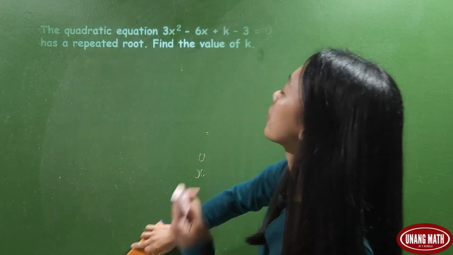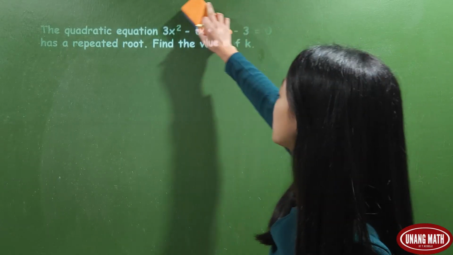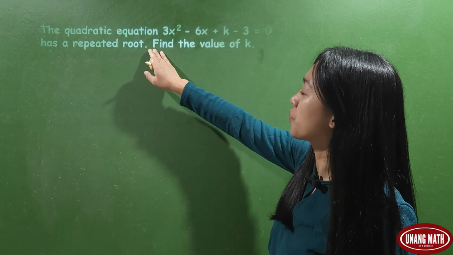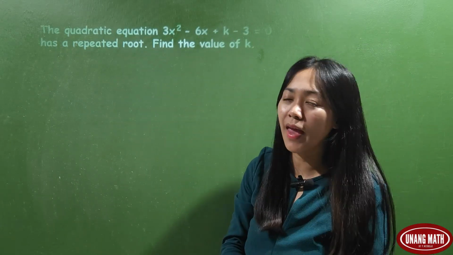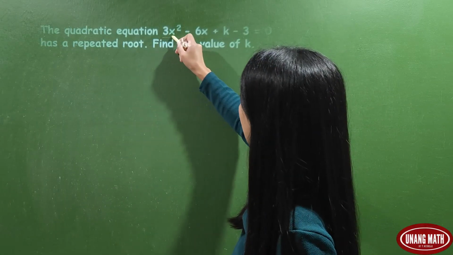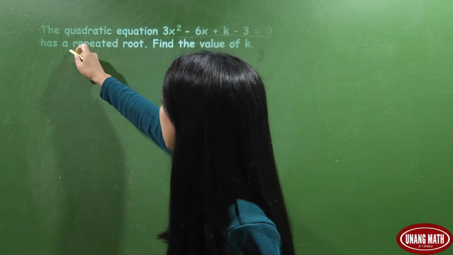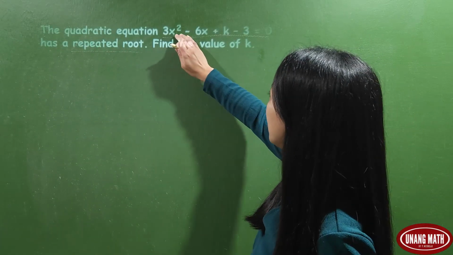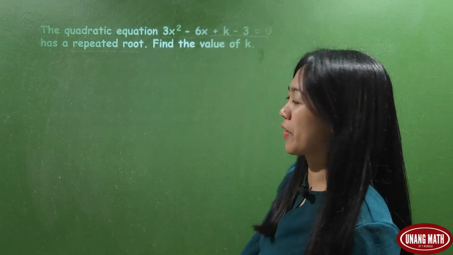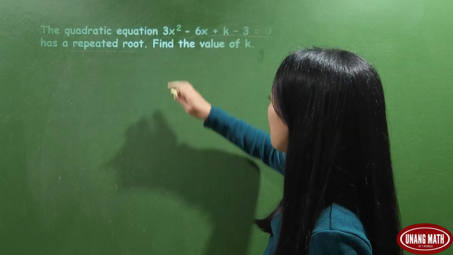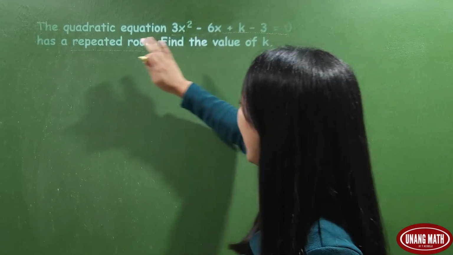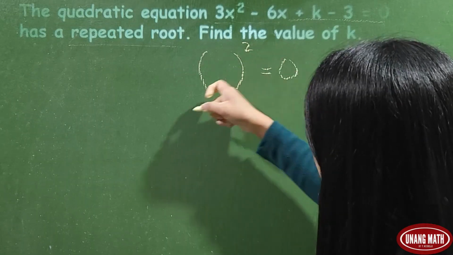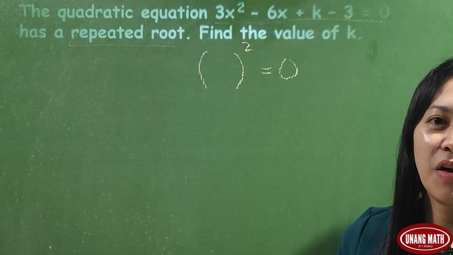Okay, this time we will be answering another question. The quadratic equation 3x squared minus 6x plus k minus 3 is 0 has a repeated root. Then let's find the value of k. It's stated here that this quadratic equation has a repeated root. Then it means that this expression is a perfect square trinomial, because only a perfect square has a repeated root.